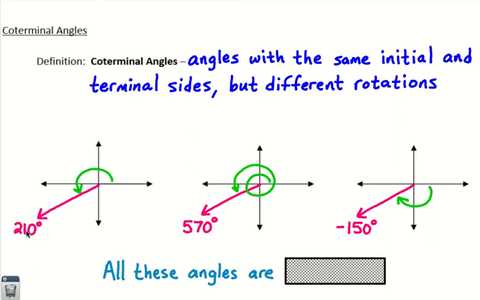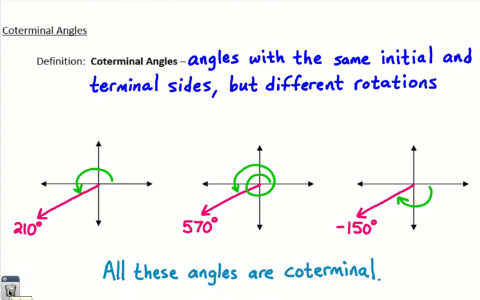So these angles, 210, which goes from here to here, 570, which went all the way around once and kept going another 210 degrees to end up at the same location, or like I said, the same terminal side, but it had a different number of rotations. This happened on the first rotation. This happened on the second rotation. And this one was a negative rotation, negative 150, but it ended up in the same terminal spot, okay? All these angles are coterminal with each other.